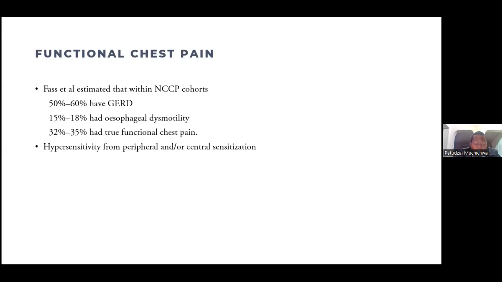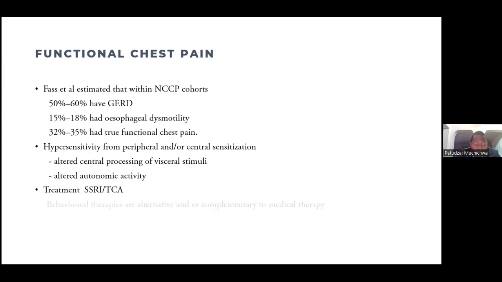In pathophysiology, as described earlier, there's hypersensitivity from peripheral and central sensitization, altered central processing of visceral stimuli, and altered autonomic activity. Treatment in these cases of functional chest pain is basically with SSRIs and tricyclic antidepressants, which form the basis of the treatment. Behavioral therapies are alternative and or complementary to medical therapies.